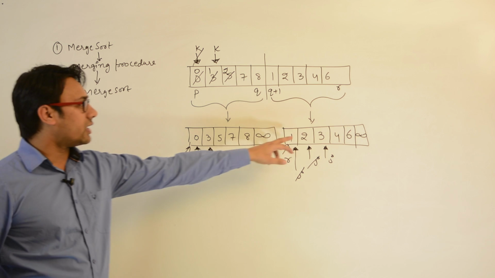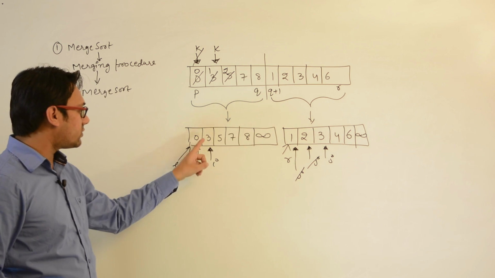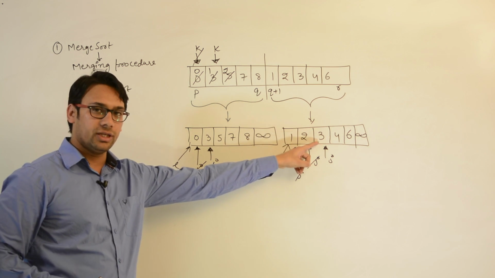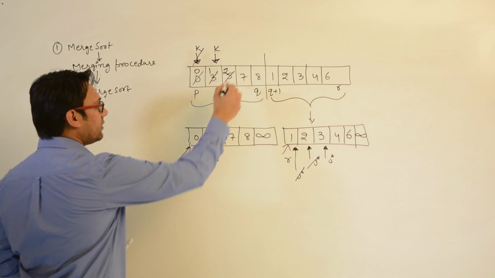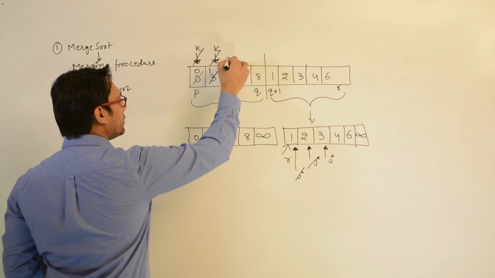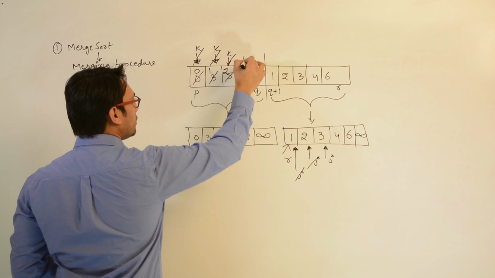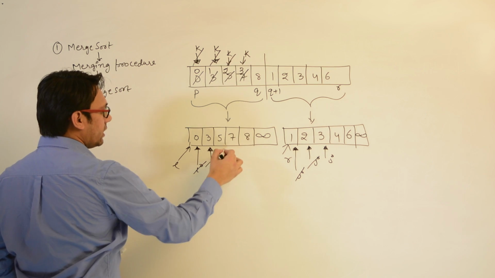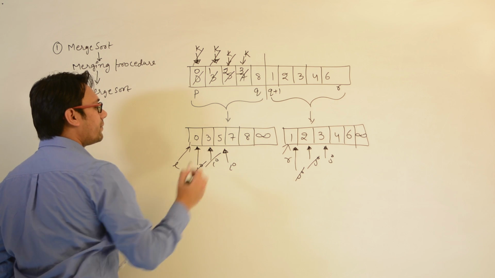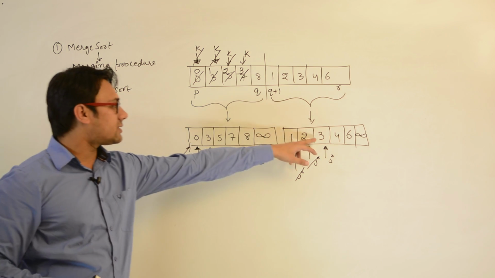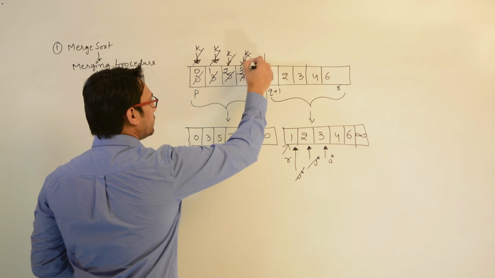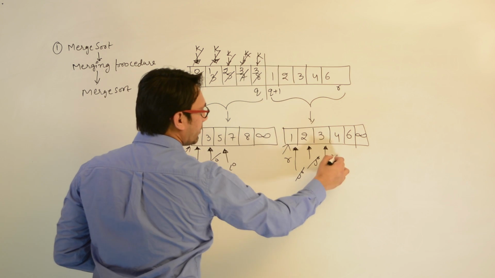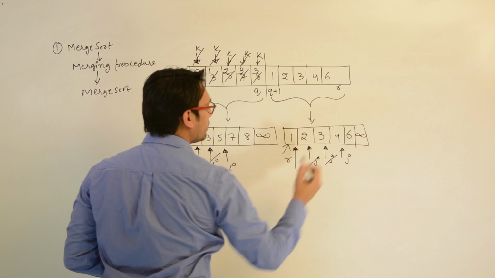Now compare these two values. Now 3 is less than or equal to 3. Therefore we are going to copy the value from the left array. So this 3 will be copied here, and then we are going to increment the value of I. Now see, this 3 is smaller than this 5. Therefore we are going to copy 3 here, and then we are going to increment the value of J.